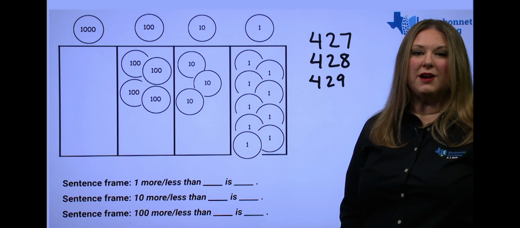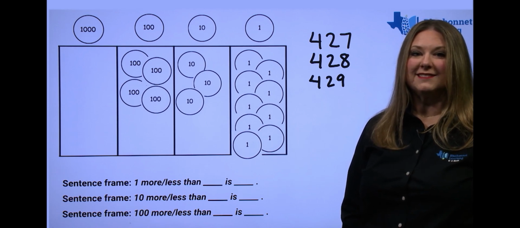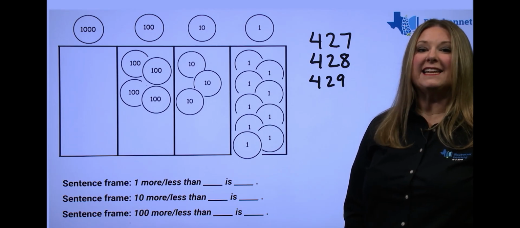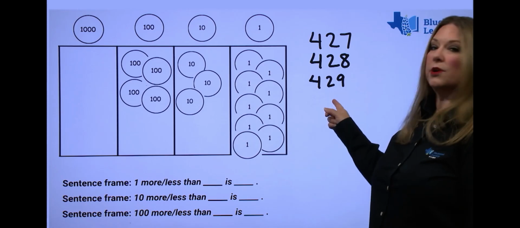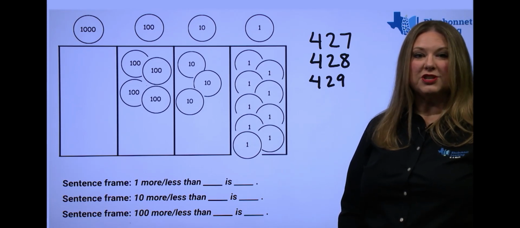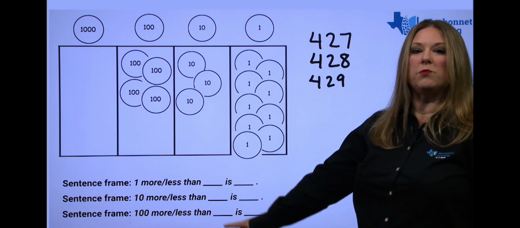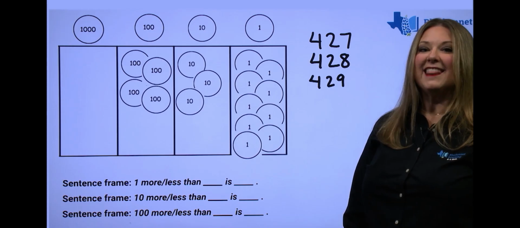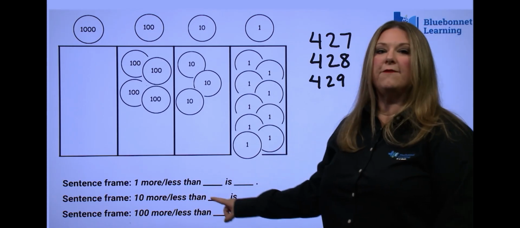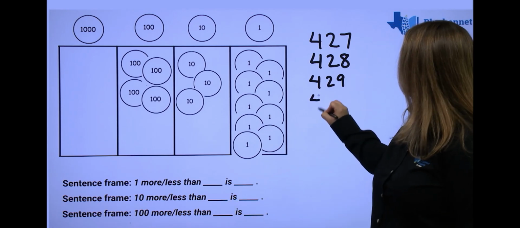Turn and talk to your partner about what I just did and which sentence frame we should use. That's right, now I did 10 more. So our number was 429. Which place value did I change? That's right, my 10's place. So which sentence frame will you use? Let me hear you say it. Good. 10 more than 429 is 439, and that's my new number.